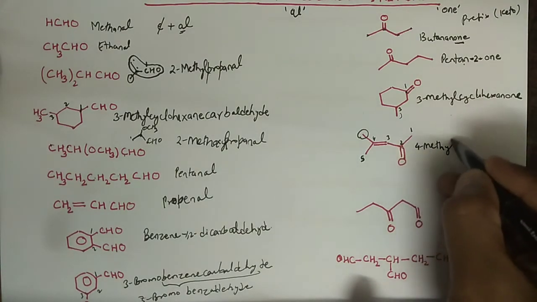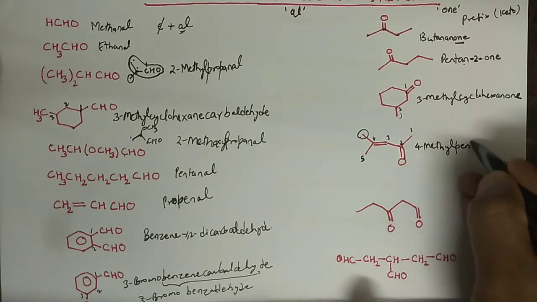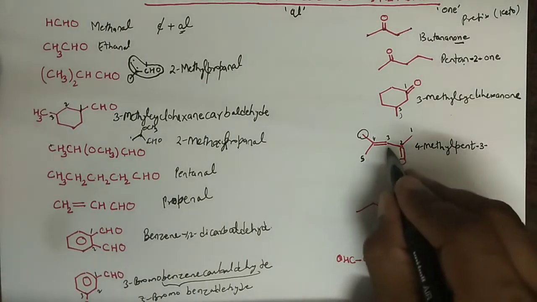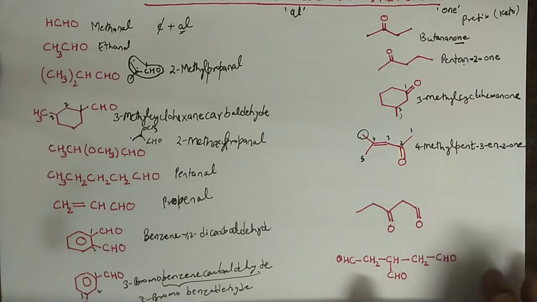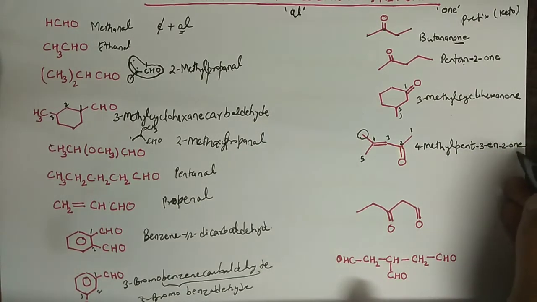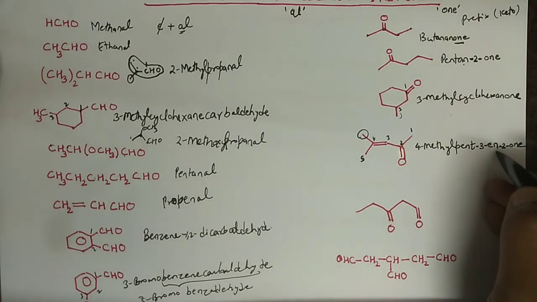so we will write 4-methyl, right? And then pent, because it is a 5 carbon chain, and then hyphen for third, because for third you have a double bond. You will write ene, but not ene, because the next is going to be on, right? So whenever a vowel letter follows, you will delete this E.